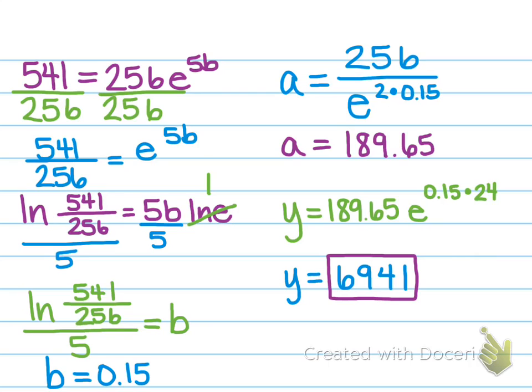So you can see the bacteria is not growing at a constant rate. It's not going to go up by the same amount every time. That would be a linear function. This is exponential, so the rate, or the constant value, is not the same. It's going to change each time that it increases.